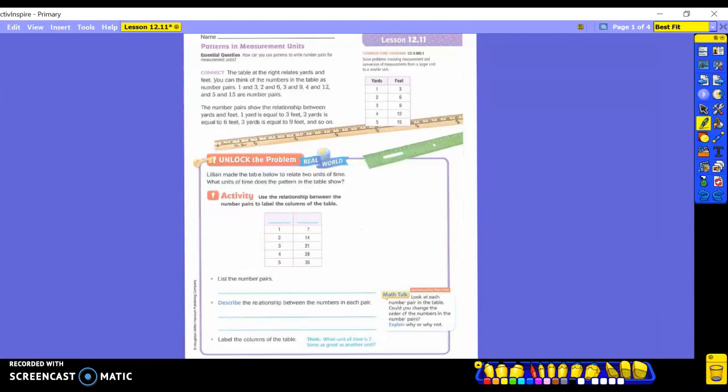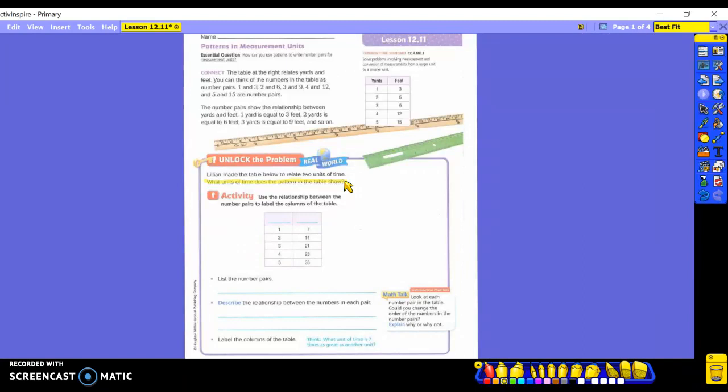Lillian made the table below to relate 2 units of time. What units of time does the pattern in the table show? Here's your question. What units of time does the pattern in the table show? So we're going to use the relationship between the number pairs that we see to label the columns of the table correctly. So let's read through our number pairs. We have 1 and 7, 2 and 14, 3 and 21, 4 and 28, and 5 and 35.